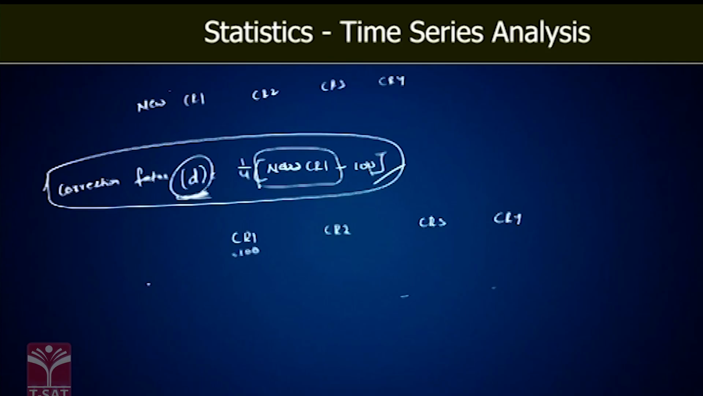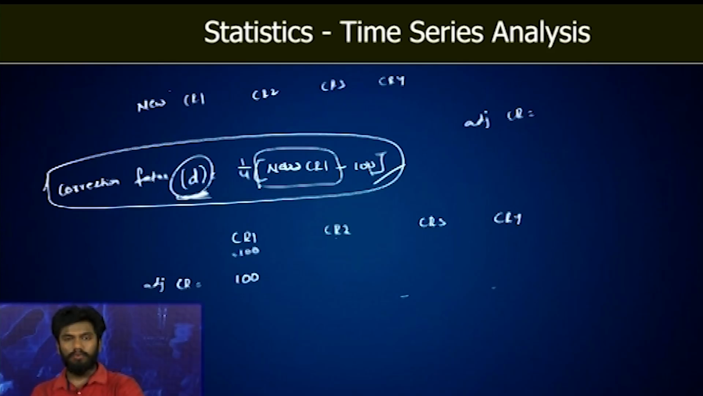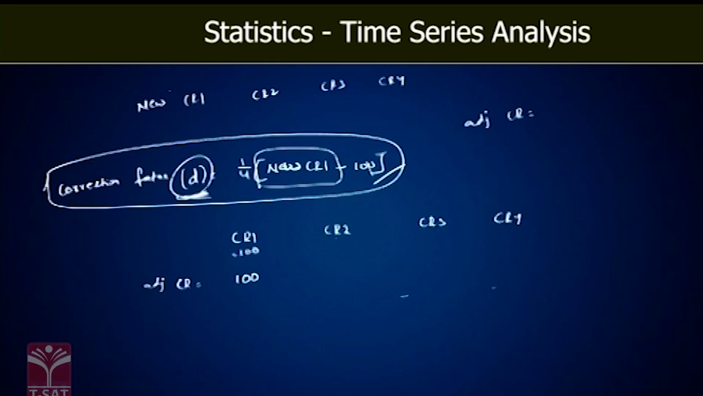So now we have to find the adjusted chain relatives. Now for adjusted chain relatives there is again a separate formula. So for CR1, the chain relative for Q1, it is 100, that will not change. Although we have found the new CR1, we should not change it here. Just to find the correction factor we use the new chain relative for Q1, only to find the D value. Here the value must be kept as 100.